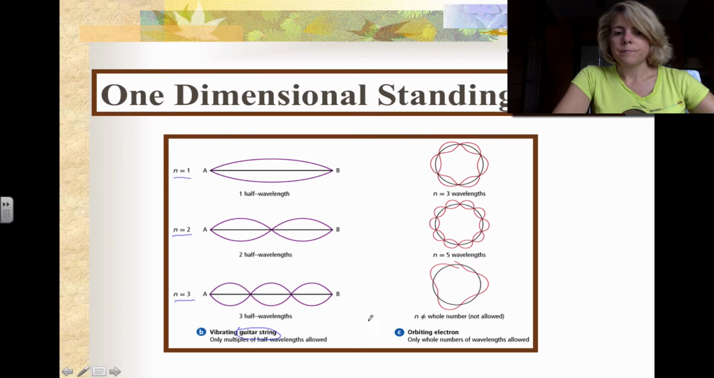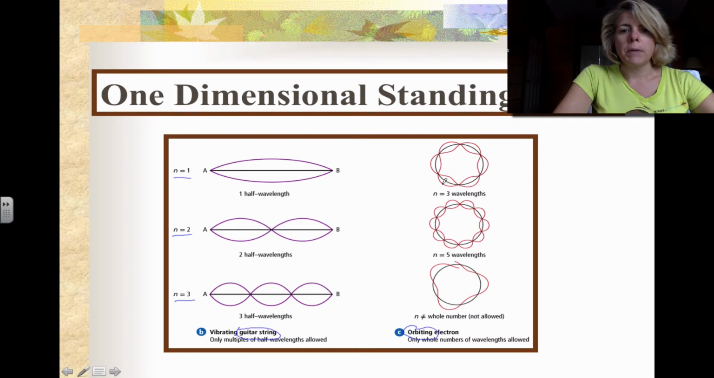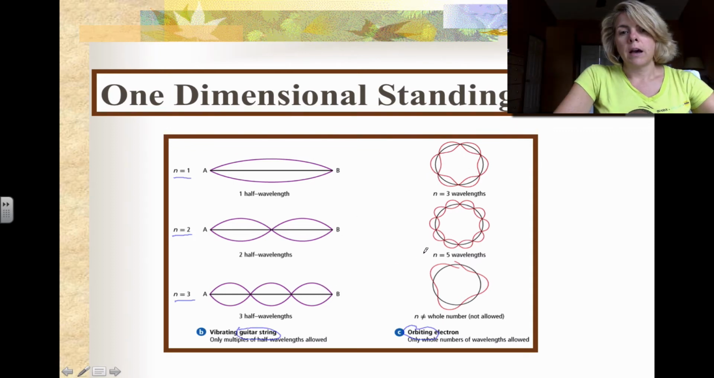Now, with an orbiting electron, it's a little bit different here, but we're almost incorporating the same thing. So the bottom left-hand side almost is similar to the top right-hand side. The only difference is we're talking about a circle as opposed to a straight line. Notice with n equals 5 wavelength, we're increasing the amount of half wavelengths that we have within that circle. Notice that n equals a non-whole number is not allowed, and that'll make more sense when we talk about things like quantum numbers.